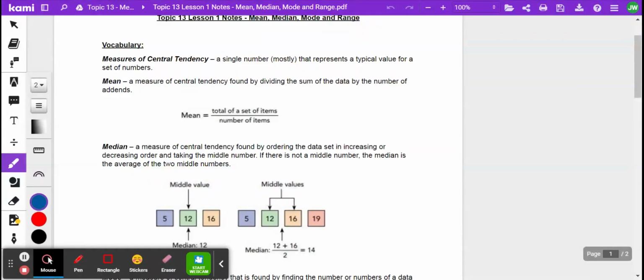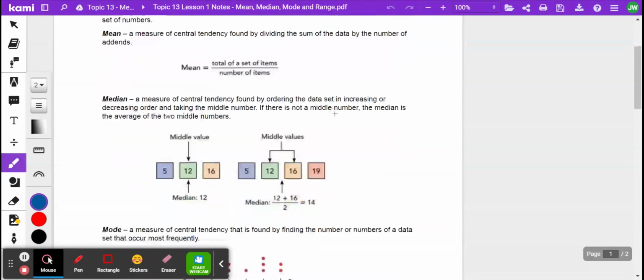The first one is mean, which is the measure of central tendency found by dividing the sum of the data by the number of addends. So you have a little thing here where it says mean equals the total of the set of items divided by the number of items. And we'll show an example towards the bottom of this next page.